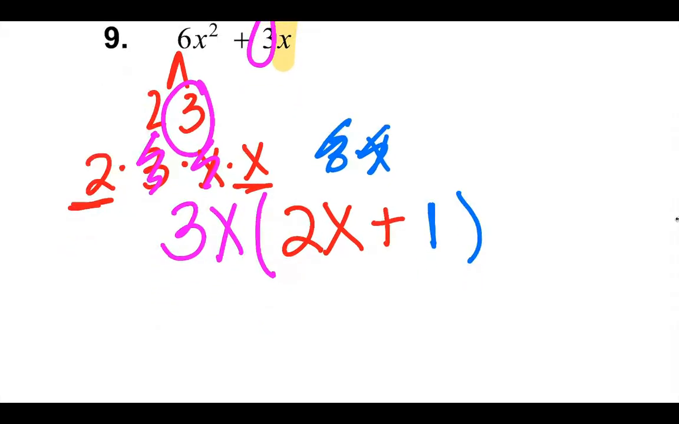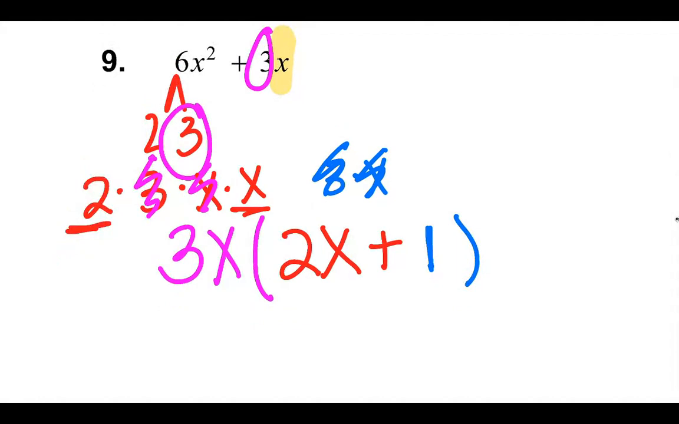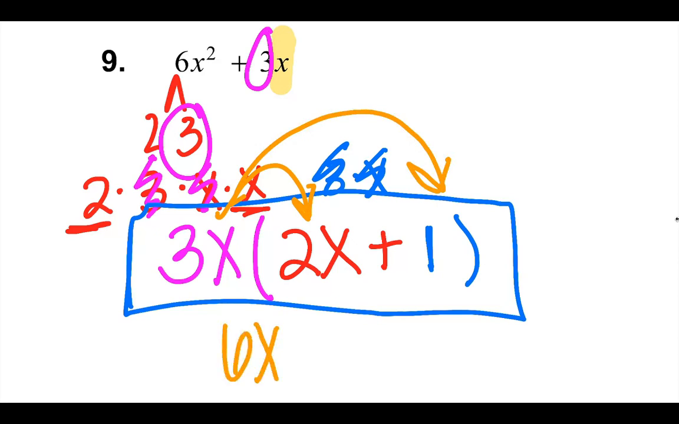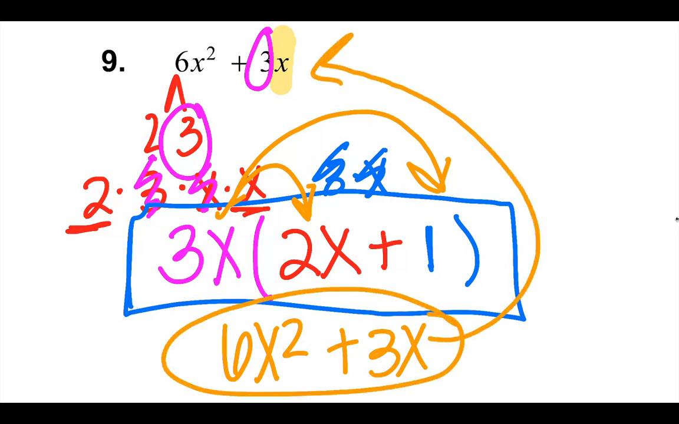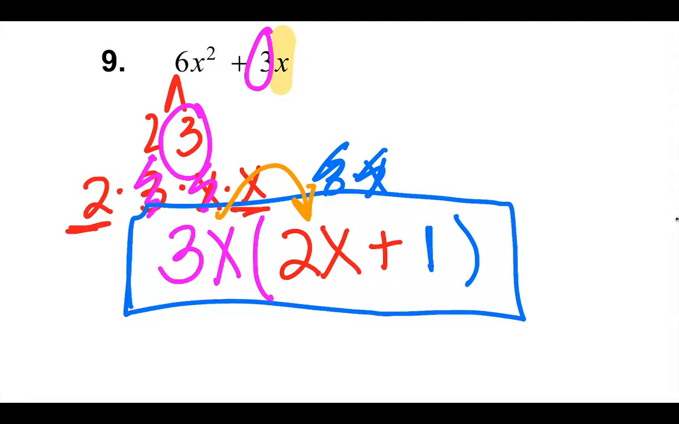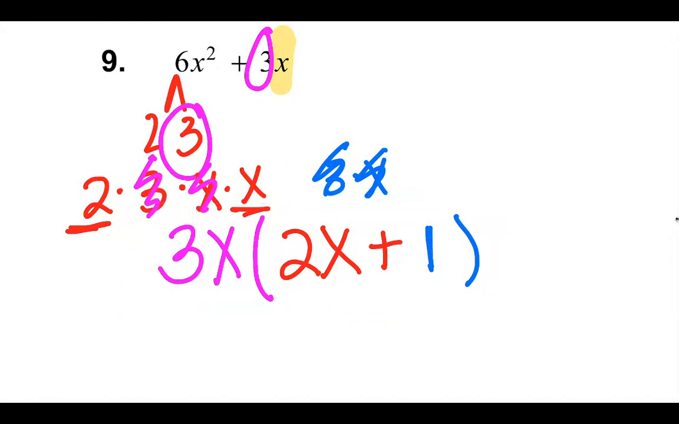And if we were to check ourselves, so this is our answer here, we backwards distributed. I'd multiply everything on the inside by everything on the outside. 3x times 2x is 6x squared. 3x times 1 is 3x. So again, we got what we started with. So again, 3x is the GCF, and these are our leftover pieces. Let's try another one.